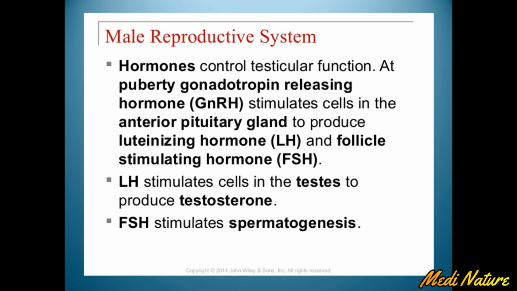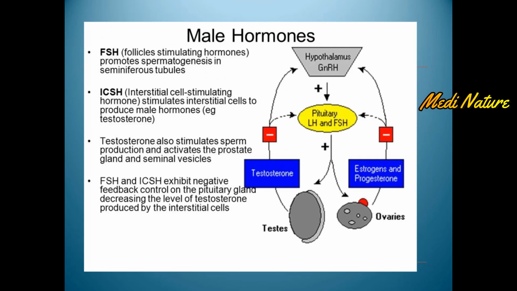Let's see how hormones control testicular function. At puberty, gonadotropin-releasing hormone from the hypothalamus stimulates cells in the anterior pituitary gland to produce luteinizing hormone and follicle stimulating hormone. The luteinizing hormone stimulates cells in the testes to produce testosterone, while the follicle stimulating hormone stimulates spermatogenesis. This is how male reproductive hormones act in your body. Please go through this image carefully.